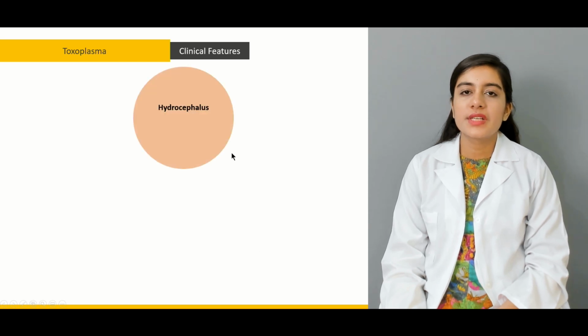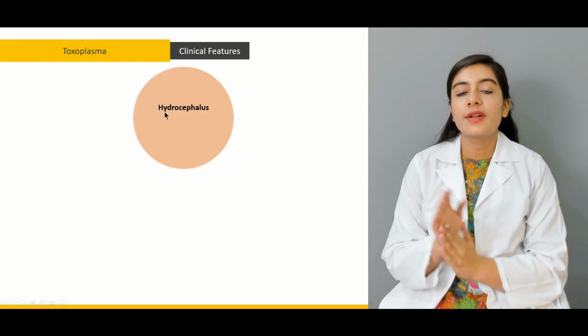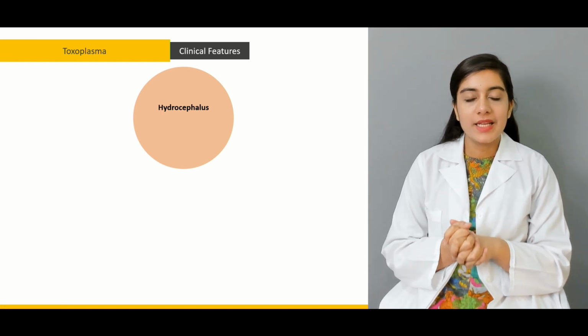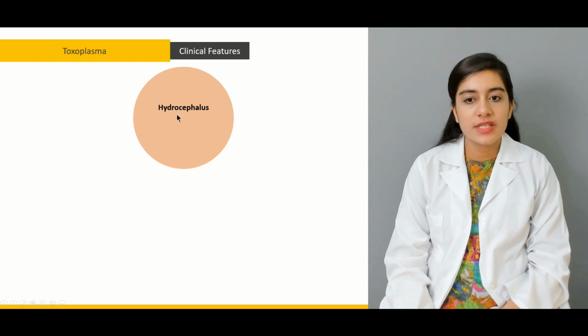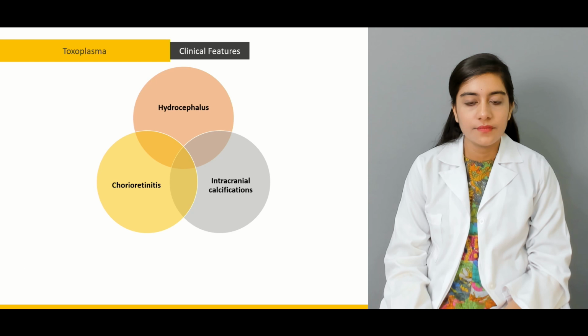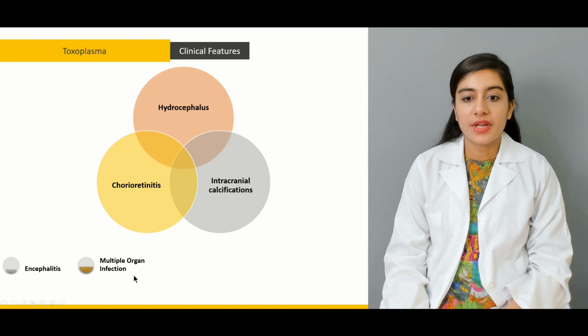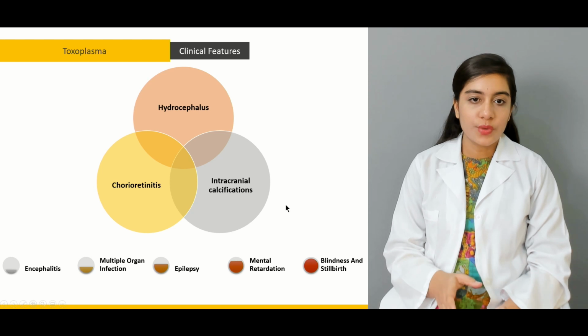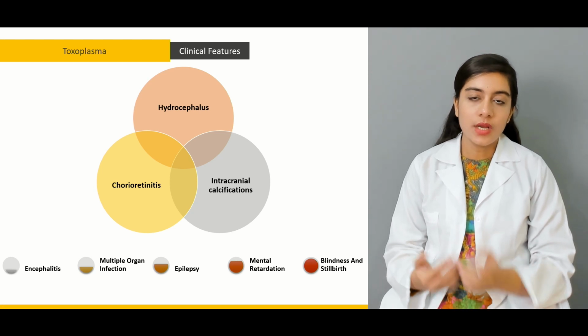Okay, now coming towards the clinical features, there are three most important clinical features of toxoplasmosis in the infants. The first one is the hydrocephalus, then we have intracranial calcifications, and then we have chorioamnionitis. Then we have encephalitis, multiple organ infection, epilepsy, mental retardation, and then blindness and stillbirth. All of these are very dangerous consequences of the infection with the Toxoplasma gondii.